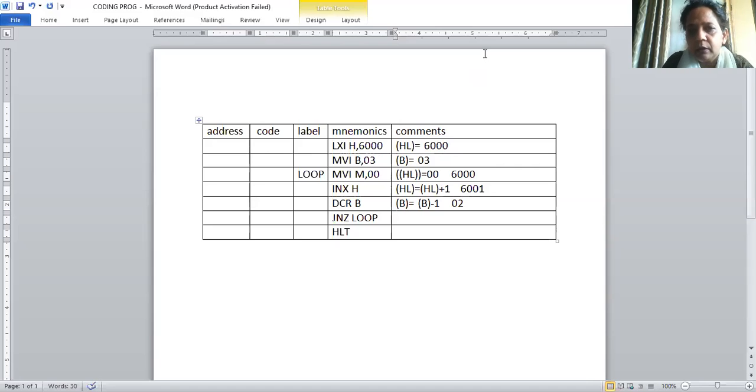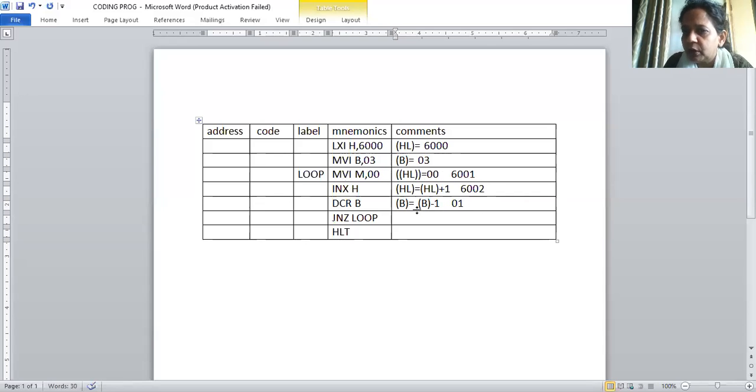Correct? Now when I am saying jump if not 0, that means if the B value is not 0, it has to go to this particular label. That means which instruction? MVI M 00. So now M will be the address 6001, right, and now 00 will go into it. Now HL will be incremented by 1, so it has now become 6002. B will be decremented by 1, so it will now become 01.